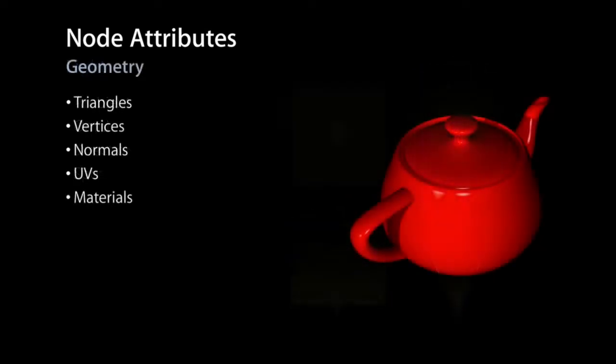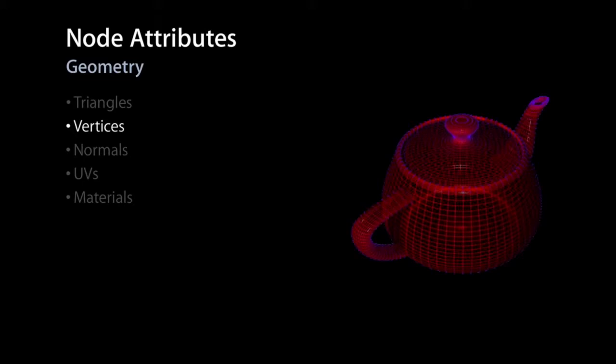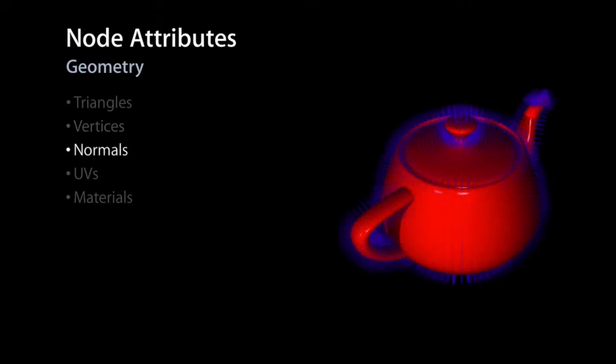The last attribute you can attach to a node is the geometry, and the geometry represents a surface that can be rendered on the screen. The surface is made of triangles that are connected together to build the surface. The triangles are connected to vertices.